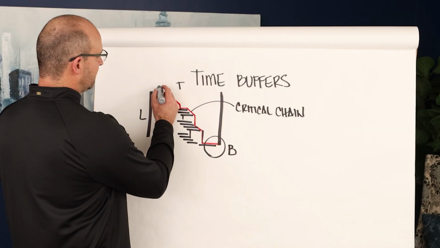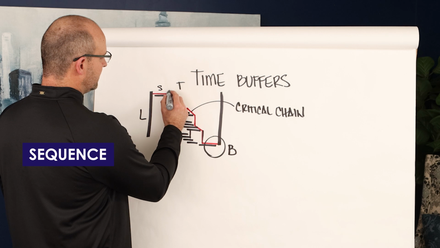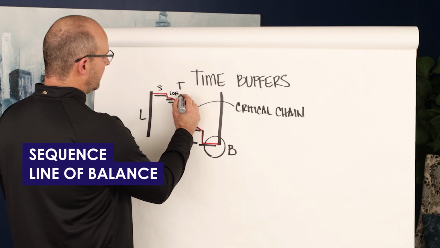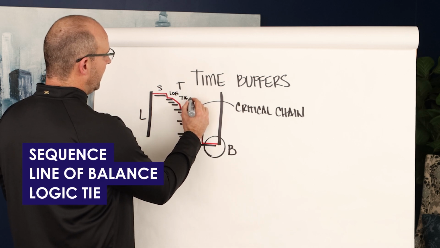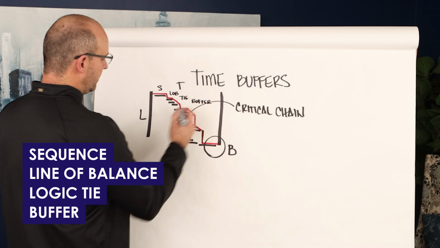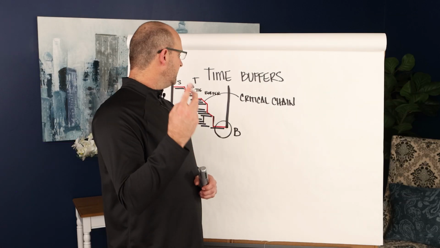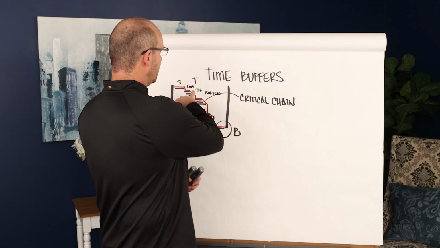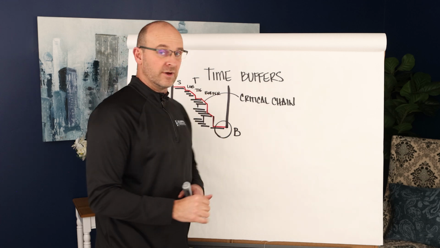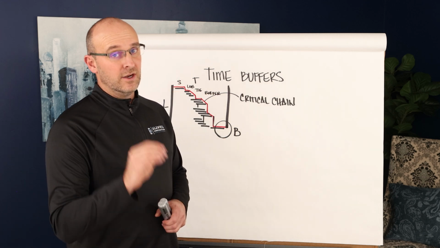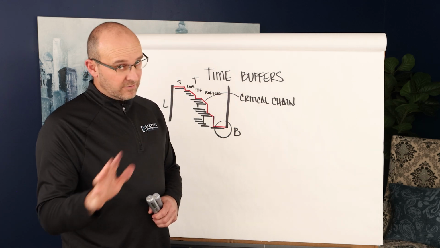When you're looking at a TAC plan, you have a sequence, you have in the diagonal your line of balance, and you have your logic tie, and you have your buffer. A critical path will only have the activity, the sequence, and the logic. It will not have a line of balance, and it will not have a buffer. And those are two things that you need always to flow wherever you are, okay?